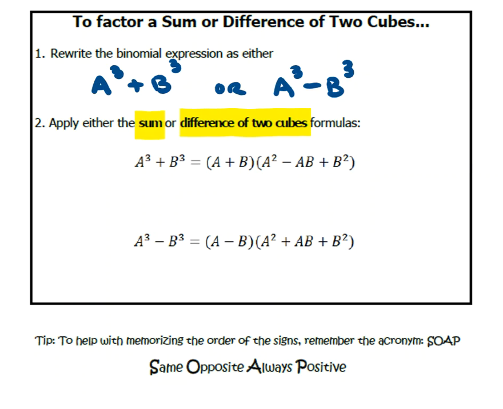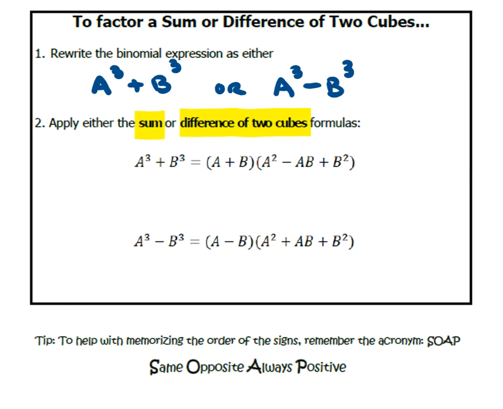Now, there are some similarities between the two formulas, and there's a little tip I want to provide you to help you with the memorization component of them, at least to do with the signs that are involved in each set of parentheses. And that little tidbit is SOAP. As it states at the bottom here, to help with memorizing the order of the signs, in other words, the pluses and minuses, remember the acronym SOAP.